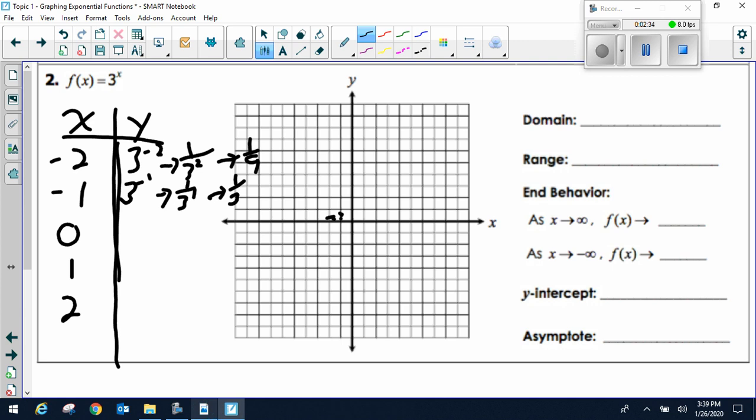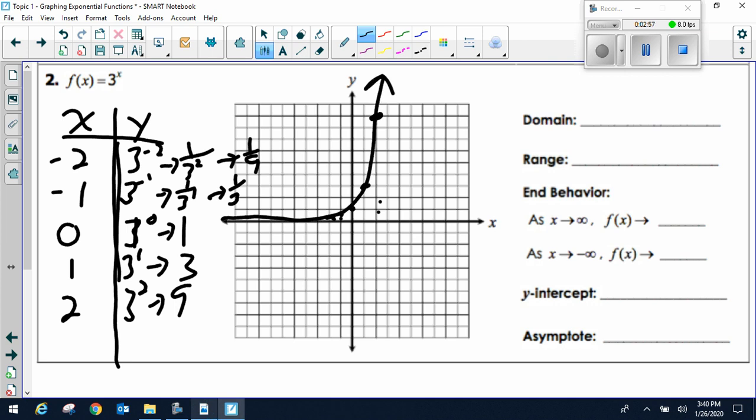Okay, at 0, it means it's 3 to the 0, and anything to the 0 power is just 1. And then you got 3 to the first, which gives you 3. And then 3 squared, which gives you 9. So you can see these rapidly grow really, really quick.